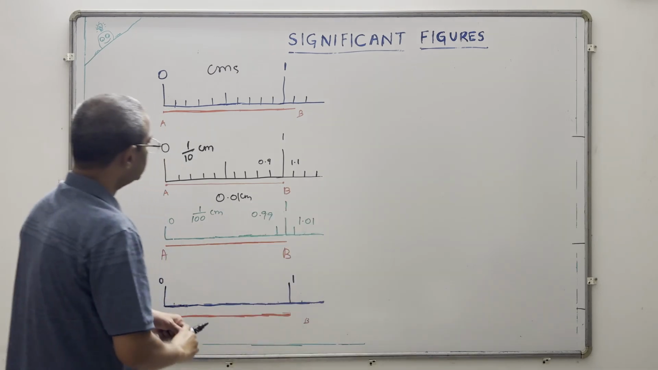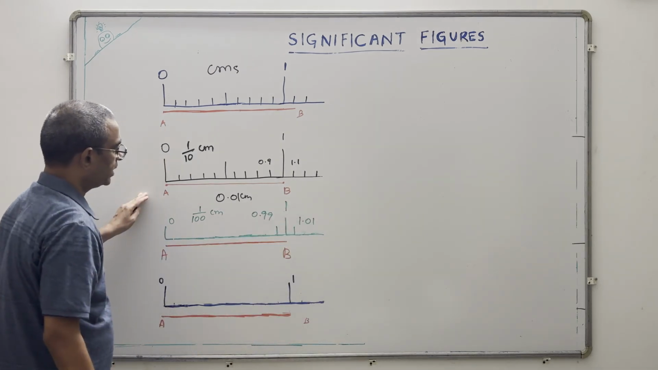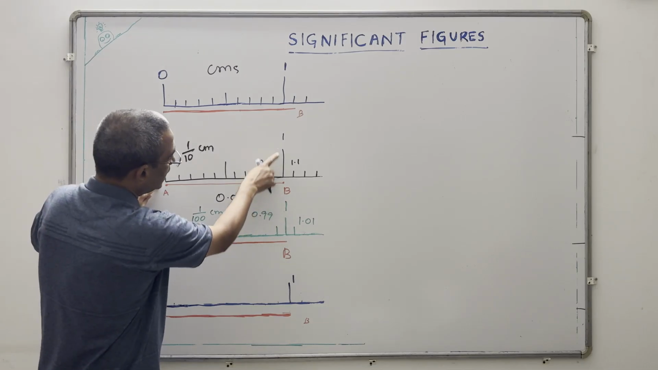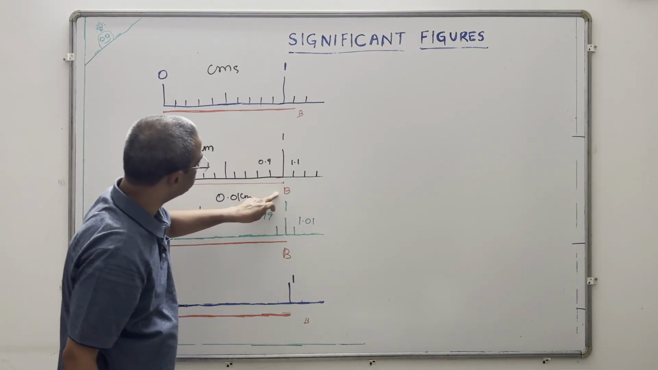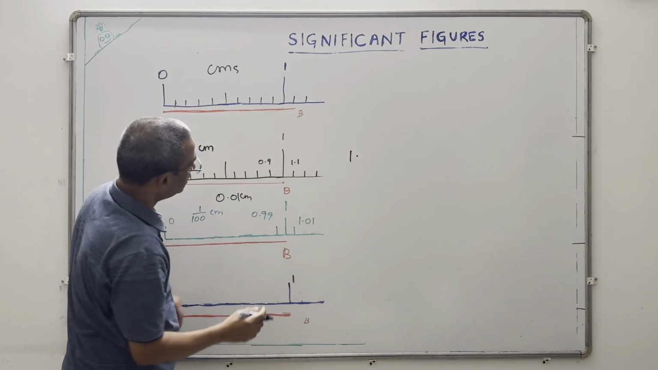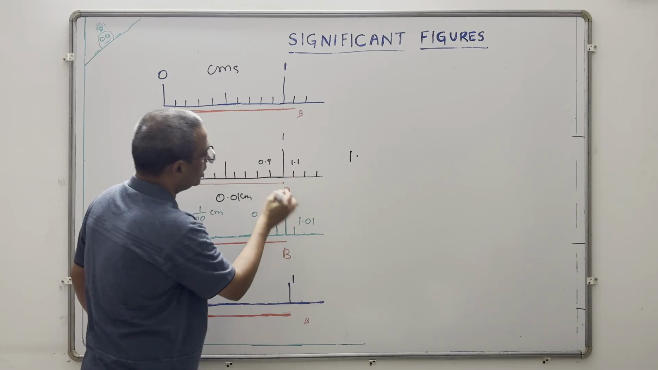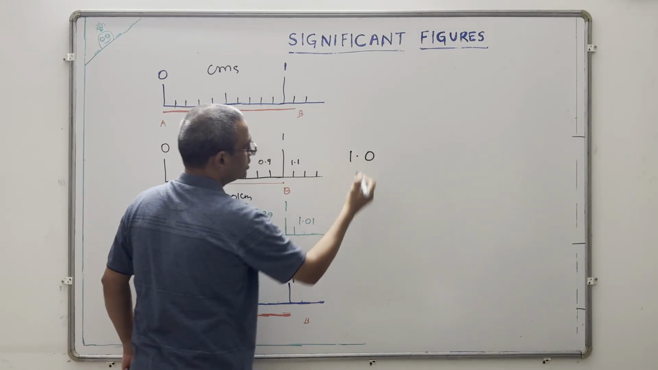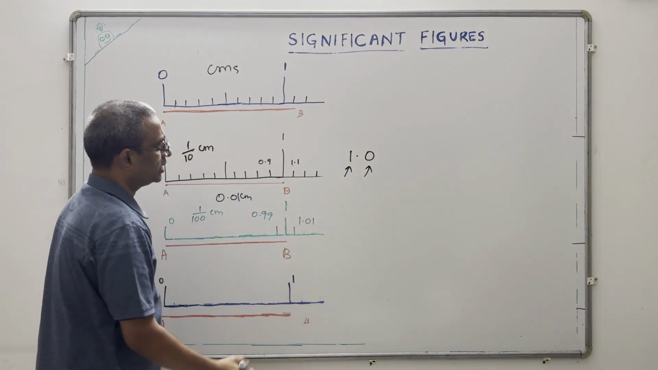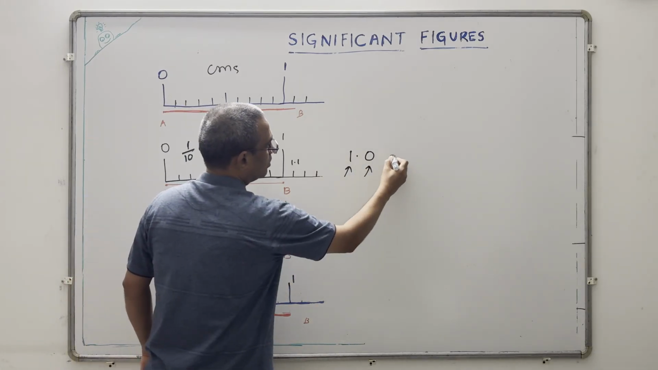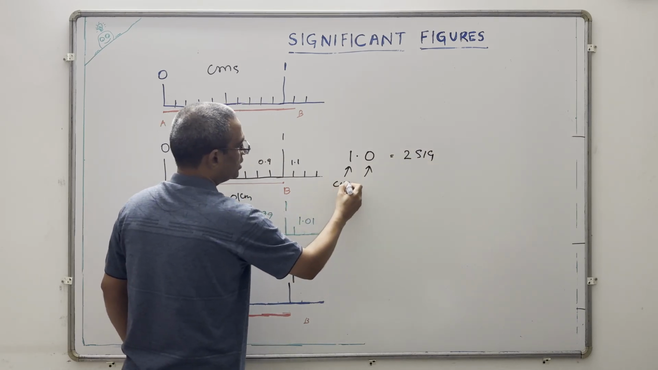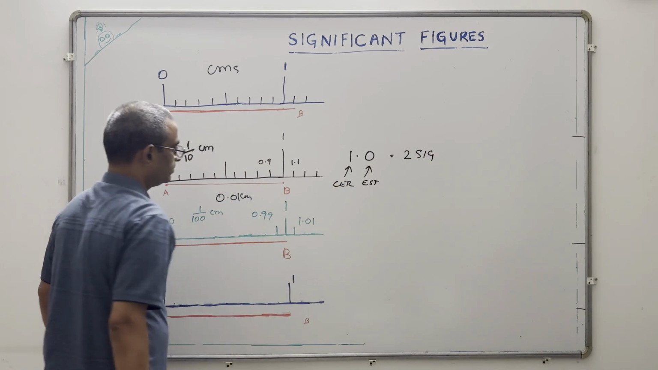Okay, let us see one more. Let us say the scale is like this. And here it is ending at 1. And I look at this. Okay, 1 is certain and it is so close to 1, so I would say it is 1.0. So 1 is the certain digit and 0 is the estimated digit. So here the number of significant figures is 2. Certain and this is the estimated.